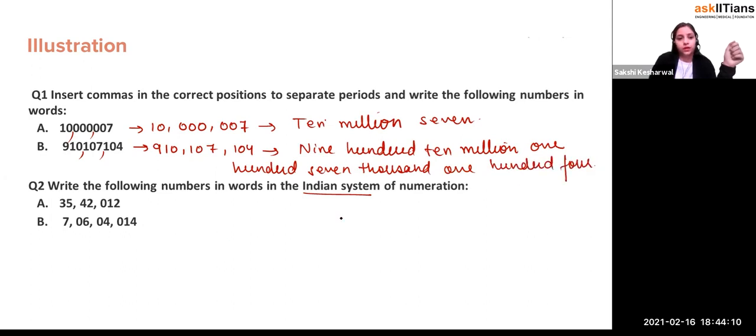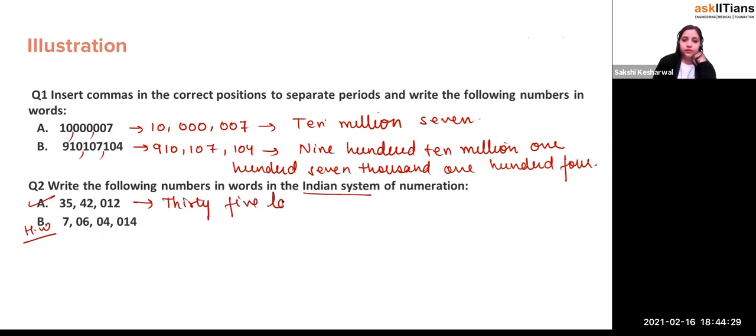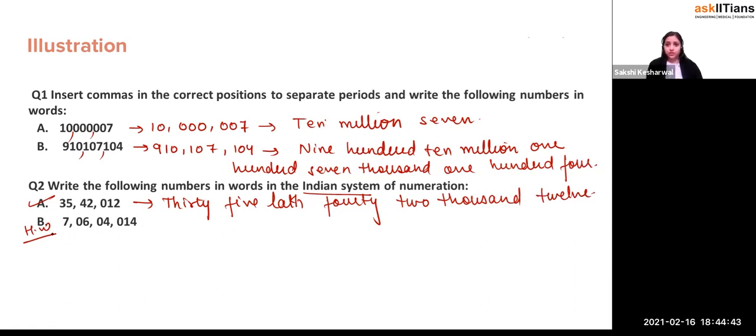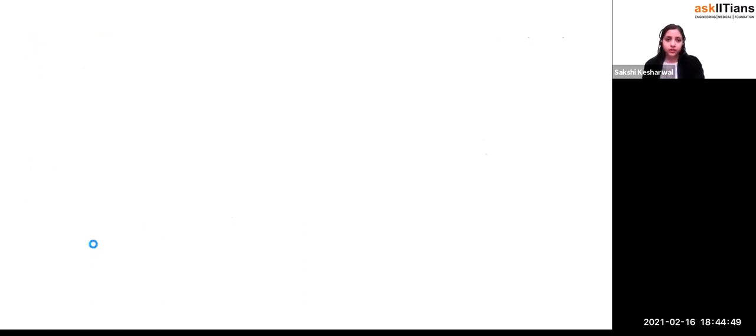104, right? Now write the following numbers in words in the Indian numeration, right? I'll give you this and you do this as homework, right? So I'll just say it, you can do it. Okay, so it's 3535. So it is what, beta? 35,42,012. Yes or no? So this can be written as 35 lakh 42,012, right or not? And this is written as 7 crore 6 lakhs 4,000 14. Excuse me, that's 14, right?